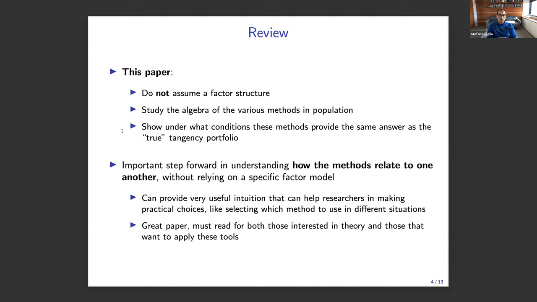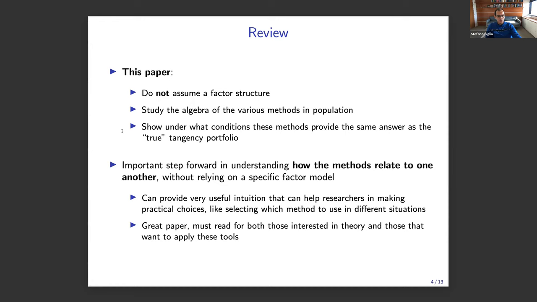This paper goes from the top down. It says, look, let me just write a very general specification, not the most general possible, but very general, without assuming a factor structure. And then we can talk about the various conditions. I think that's useful because it embeds much more generality. It can also handle situations where you don't have a factor structure for whatever reason. And so I think that's a very useful approach.